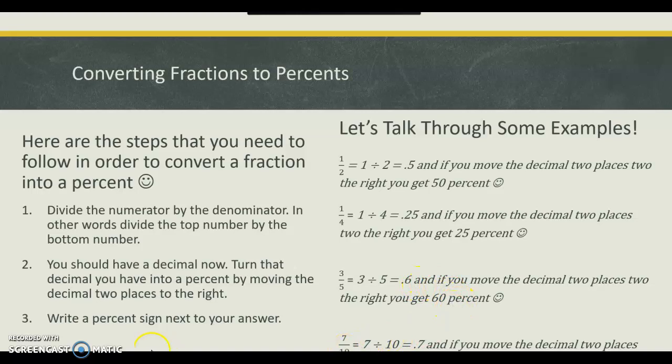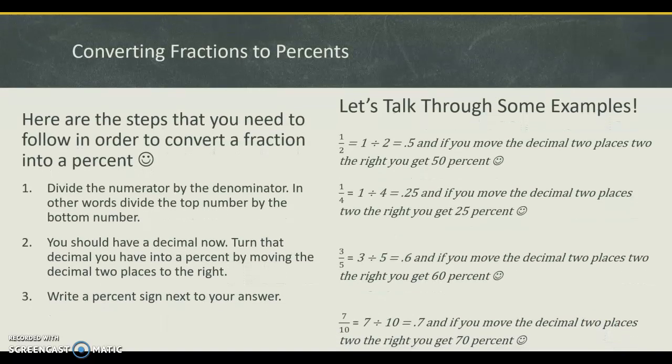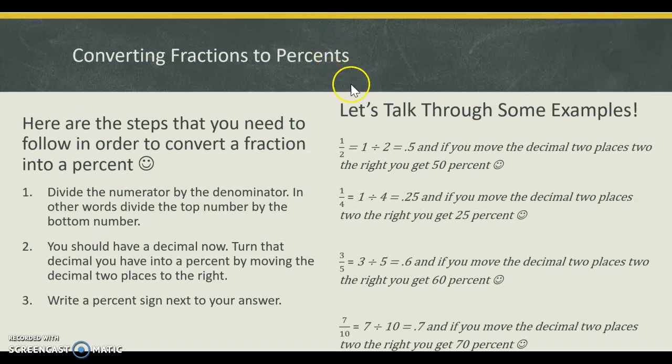And I have another example here. It's kind of off screen. We have 7 divided by 10. So if you do 7 divided by 10, you get 0.7, and you move it to the right, 1, 2, ends up being 70%. So you're just taking your fraction, you're doing the top divided by the bottom, you get the decimal, and once you have the decimal, you use what we talked about before. You move the decimal 2 places to the right, and now it's your percentage that you wanted.